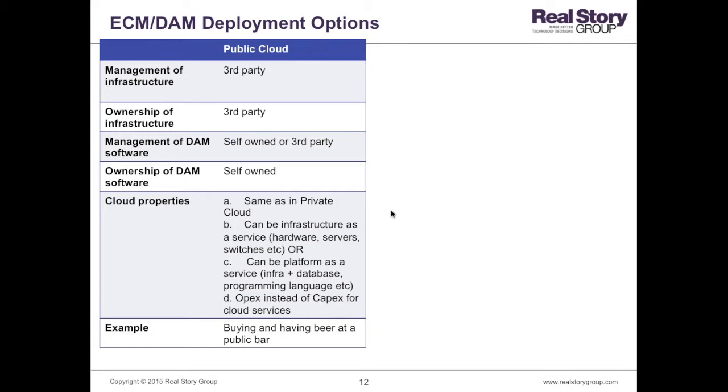So for the services that you hire, or for the cloud aspects that you take from the vendor, you would be renting them out. So instead of doing a capital expenditure, or a one time expenditure, you would do an operational expenditure, meaning you would typically pay a rent every month or something like that. If it's infrastructure as a service, you would pay that rent for the hardware, servers, switches, etc. If it's platform as a service, you would typically pay that rent for a database or programming language, or whatever you have rented out.